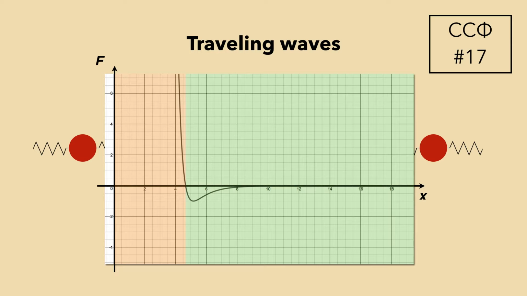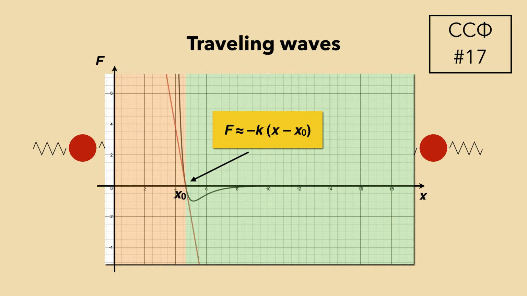Now, at this equilibrium point, we can model the force law by a linear function, by taking the derivative of the actual force function. And as long as we don't move too far away from the equilibrium point, the force law looks a bit like this. So minus a spring constant times the difference between the position and the equilibrium point.